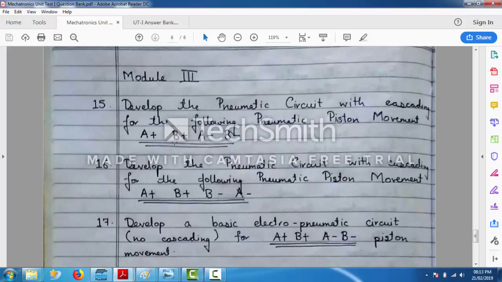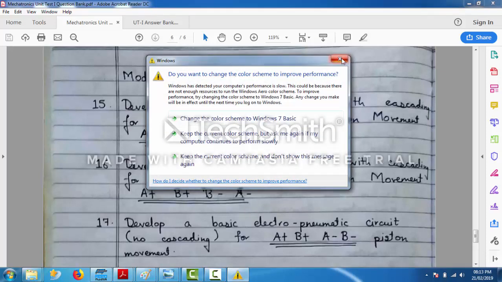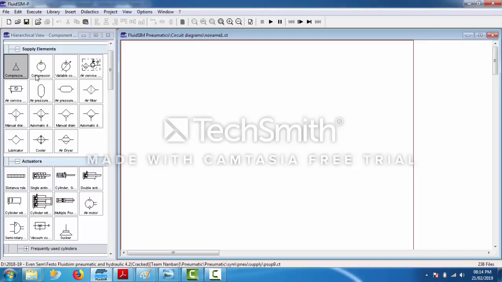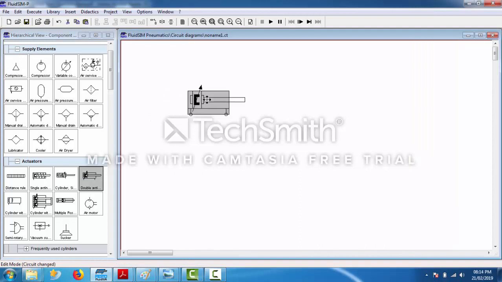Okay, so whenever you start a pneumatic circuit question, you have to look at the question first. So what does A plus B plus A minus and B minus mean? First of all, A and B represent two pistons or two pneumatic cylinders. Both of them, A and B, are two double acting cylinders. So this is basically cylinder A and this is basically cylinder B.